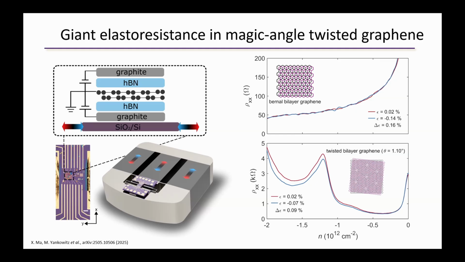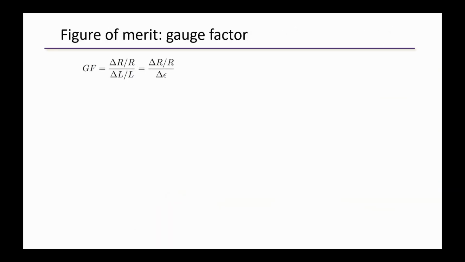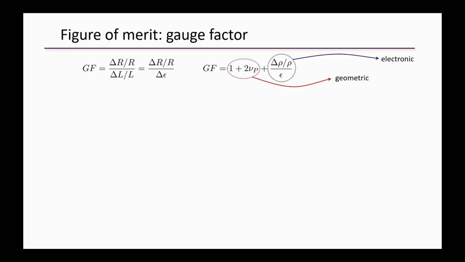However, if we do the same experiment for magic angle twisted bilayer graphene, now we can see that as we apply strain, here even less than 0.1% of strain, we can get changes in the resistance on the scale of hundreds of ohms. So evidently there's a big response in magic angle graphene that you don't see if you set the angle to 0. So we can quantify this with a figure of merit called the gauge factor, which is measuring the change in resistance normalized by the starting resistance divided by the total strain that we're applying. We can write this in a more convenient form, breaking it out into a geometric component, which is 1 plus 2 times the Poisson ratio.